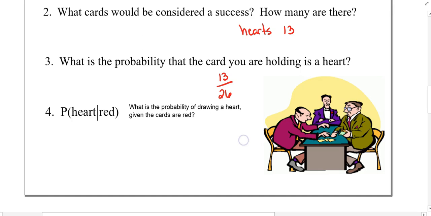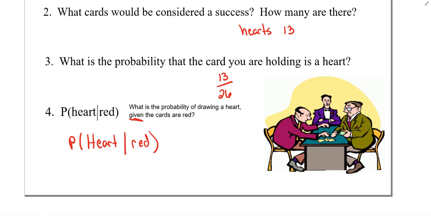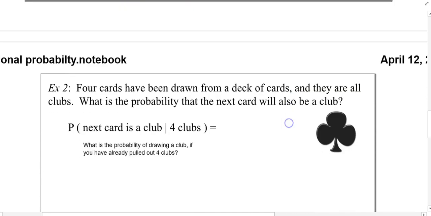The way you write this mathematically and in probability terms is the probability of a heart. That line there is a given statement. So it's saying probability of heart given we know it's a red card. The given statement makes all the difference because the given statement changes the sample space. Instead of us being interested in the entire deck of cards, we're only interested in the red cards. And there's only 26 of them, which means our probability would be 13 hearts out of 26, which is 1/2. And that, in a nutshell, is conditional probability.